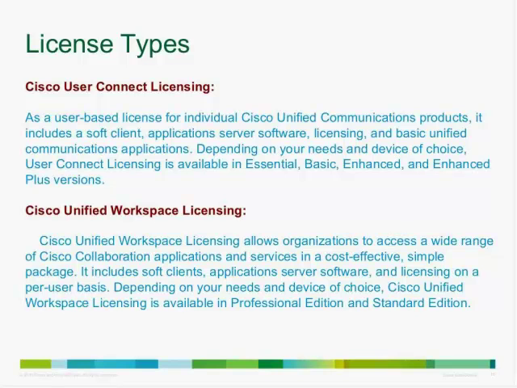So depending on the usage, we have Cisco User Connect licensing, which is a type of license. So UCL is one type, User Connect License, and the other is Cisco Unified Workspace License, known as CUWL. So if you ask me, what is the difference from a User Connect license to a CUWL?